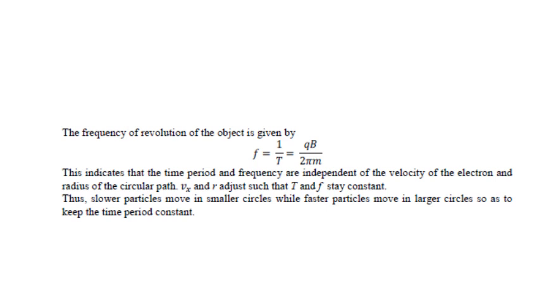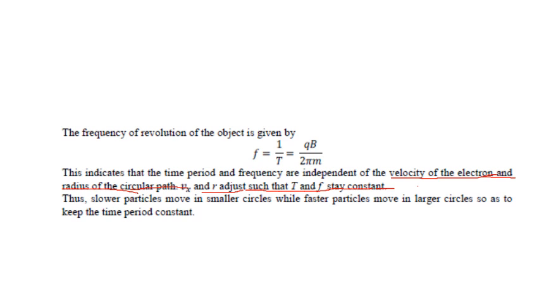Again, I am saying we must underline these things. The velocity of the electron and the radius of the circular path adjust such that T and f stay constant. Why am I saying this? This can be asked in the exam. Show that. You can show this.